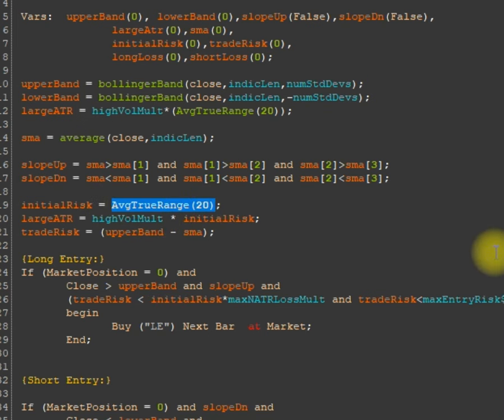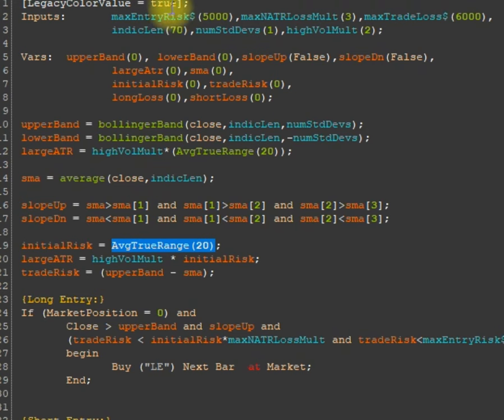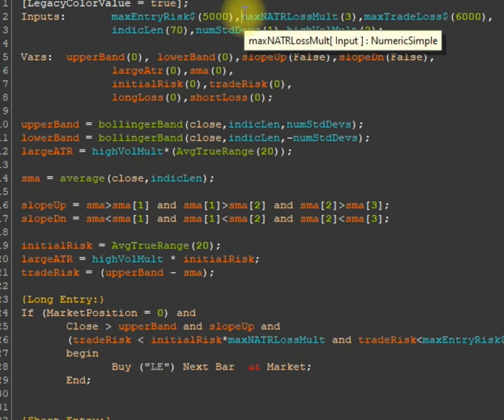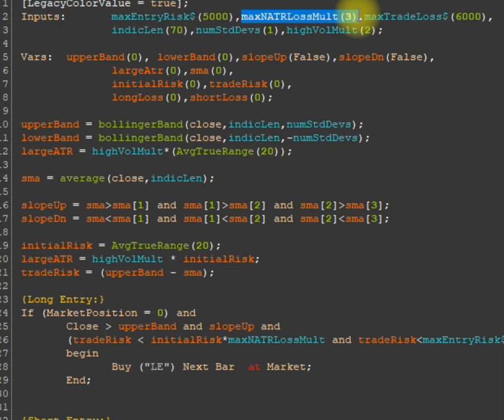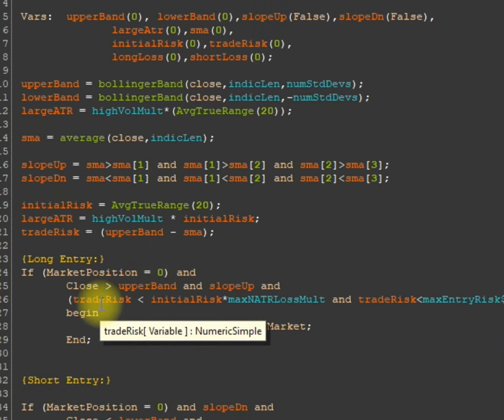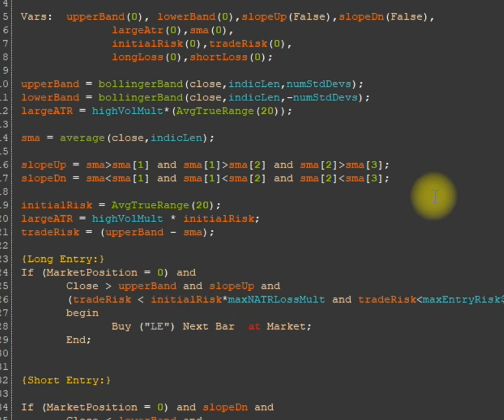And you're saying, why did you pick 20 days, George? 20 days is a month of trading days. 20, 30, whatever you'd like. You could change that. And then I'm going to multiply that by a max ATR loss mult. And that's an input up here. Okay, and at this time I think I got it set to 3 in the actual testing as well as this code here. So my trade risk has got to be less than 3 times the average true range for the past 20 days.